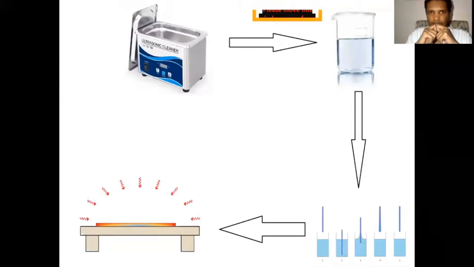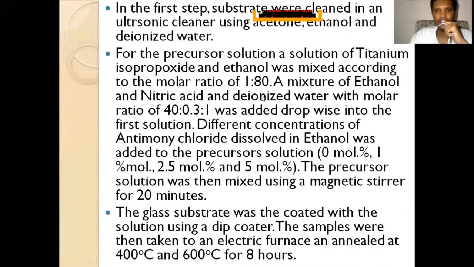First of all, to make our precursor solution, we shall mix ethanol, nitric acid, and deionized water according to this molar ratio, 40, 0.3, and 1. We shall also mix titanium hydroxide and ethanol according to this ratio of 1 to 80. The mixture of ethanol, nitric acid, and deionized water will be added dropwise into this first mixture.